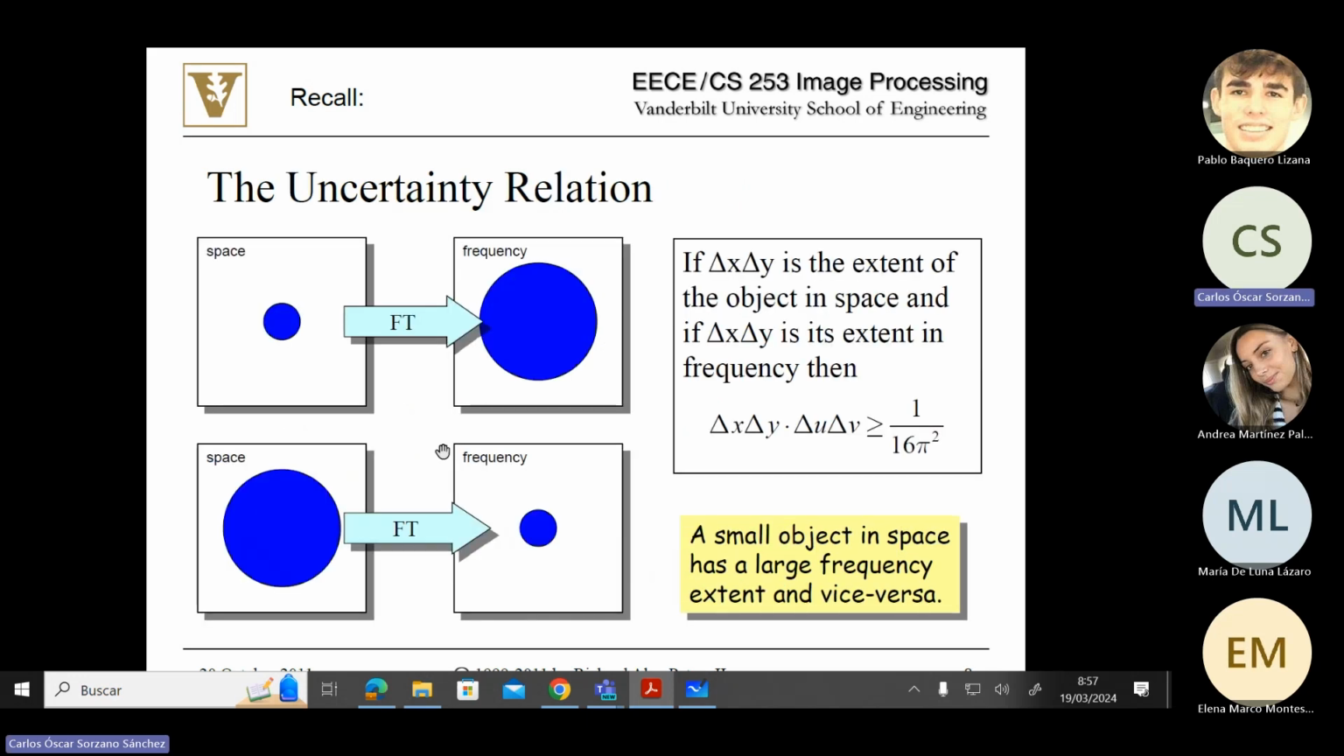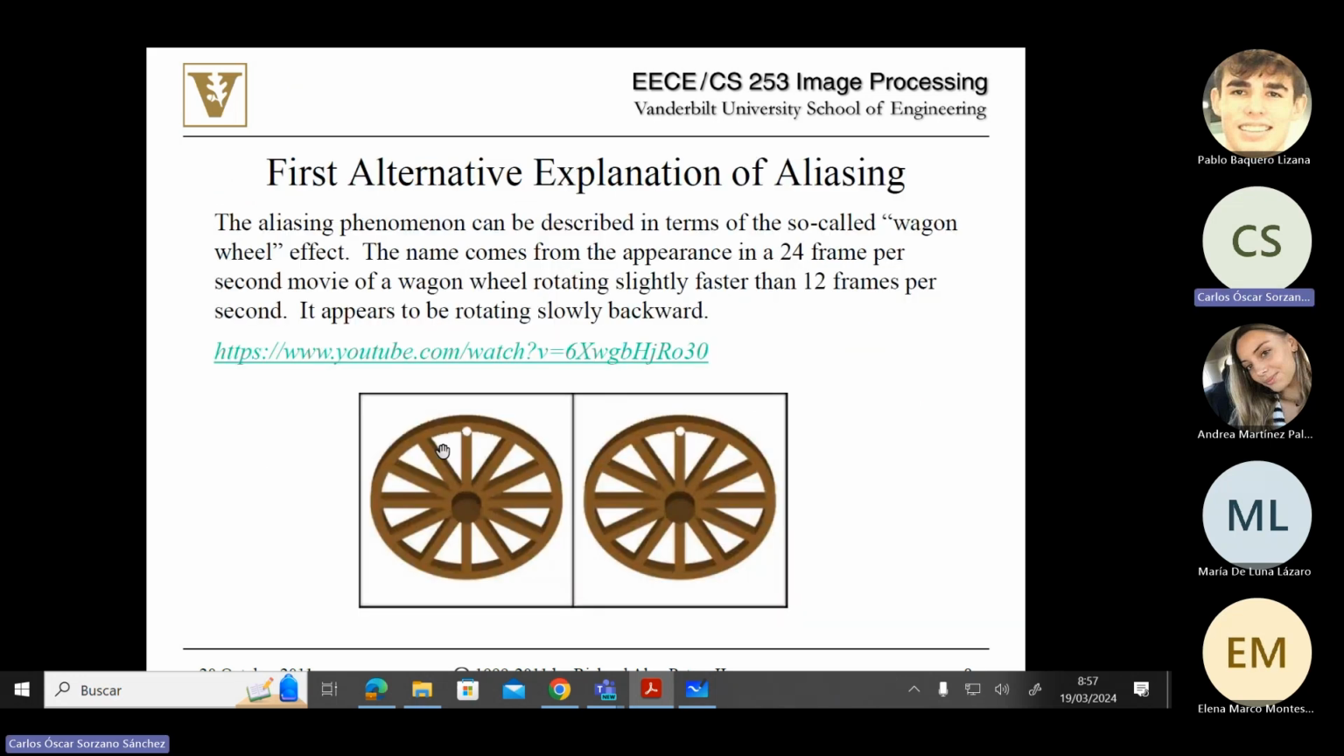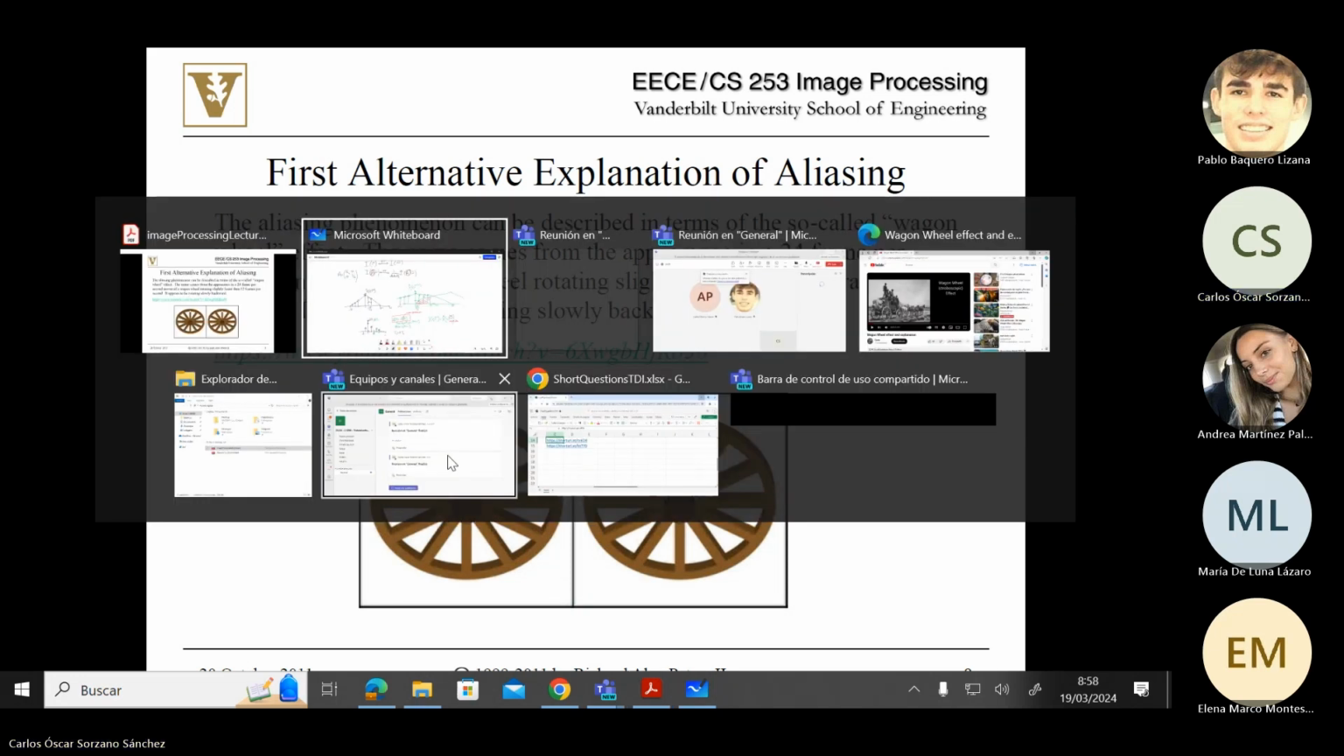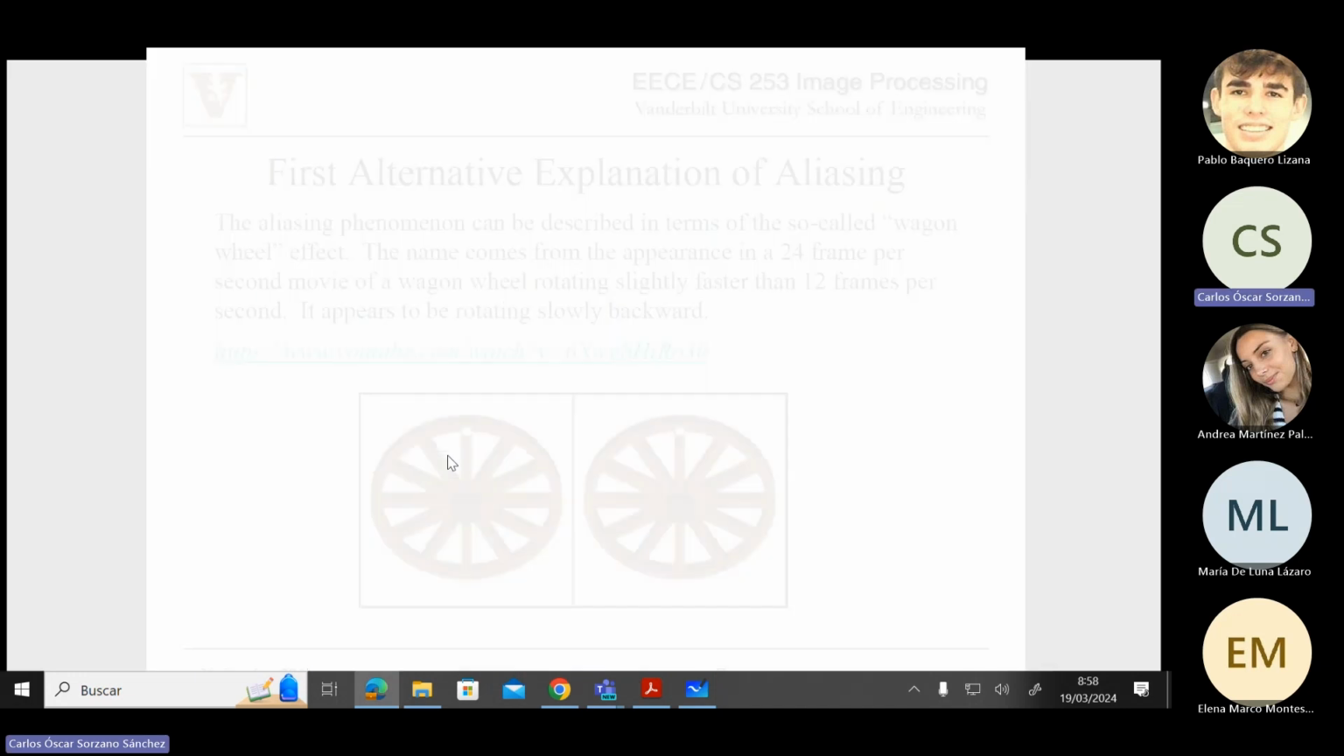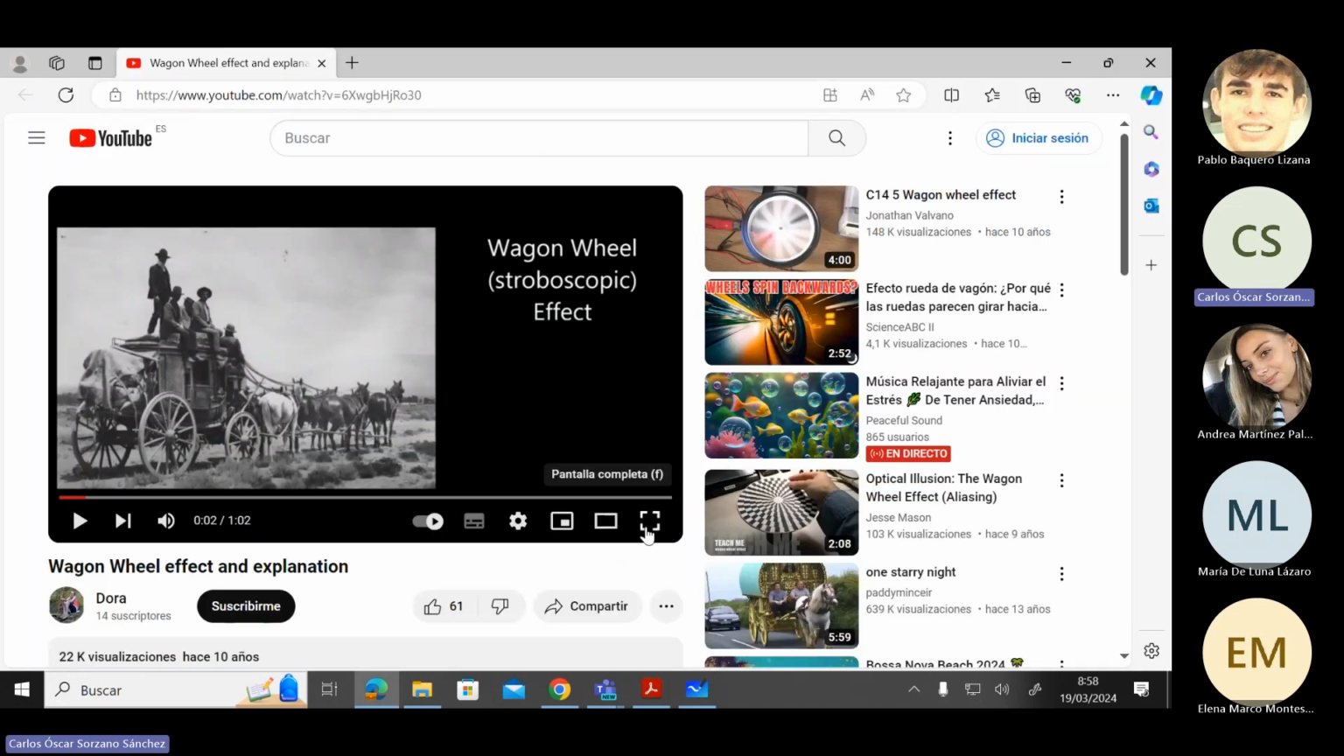This is just a reminder of what we have said. Something that is compressed in one space is expanded in the other one. And aliasing happens in time. So we have seen the aliasing for images, but you know, aliasing also happens in time.